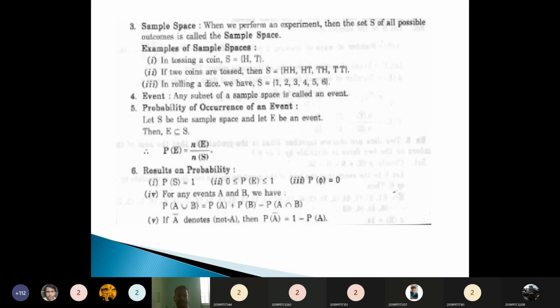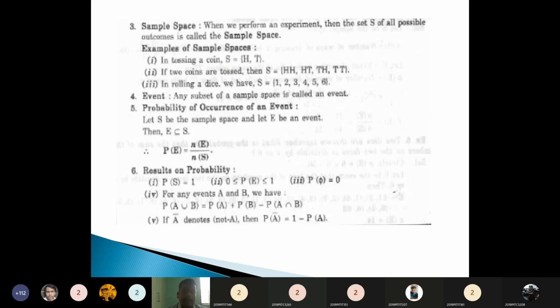Example of sample space: when you throw a single coin, the sample space S will be H and T. When you throw two coins, it will be HH, HT, TH, TT. Next, throw a single die, you will get 1, 2, 3, 4, 5, 6 as the sample space. If you throw two dice, a total of 36 sample points will come: S equals (1,1), (1,2), and so on up to (6,6). Total 36 sample points will be there in the sample space when you throw two dice.